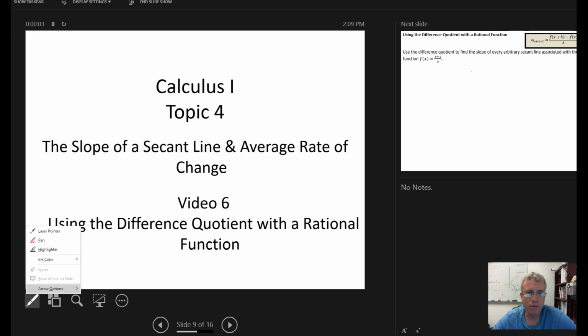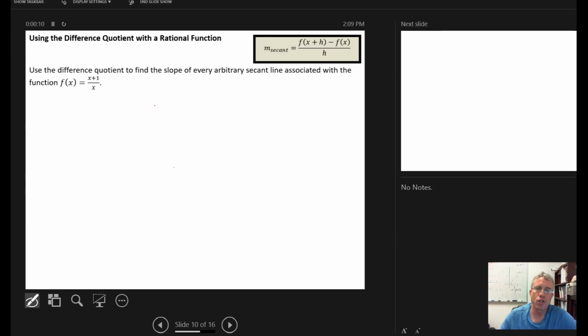So in this video, we're going to look at applying the difference quotient when we're working with a rational function, or a function that is a ratio of two polynomials. So here it says use the difference quotient to find the slope of every arbitrary secant line associated with the function f of x equals x plus 1 over x.